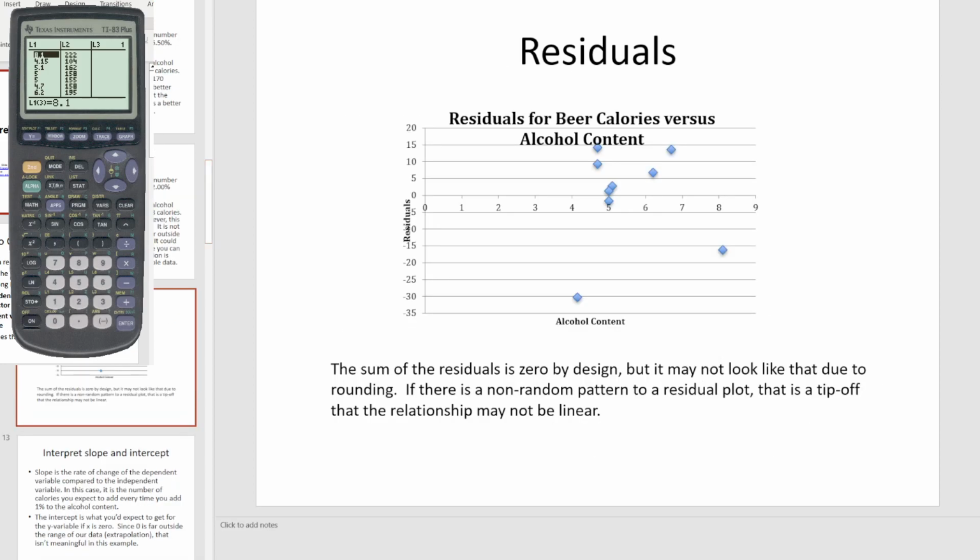When we plot the residuals for this data, they look like this. You can see that there doesn't really appear to be any kind of pattern going on with these residuals. The sum of the residuals is 0 by design, but it may not look like that due to rounding. And again, if there is a non-random pattern to a residual plot, this is a tip-off that the relationship may not be linear.